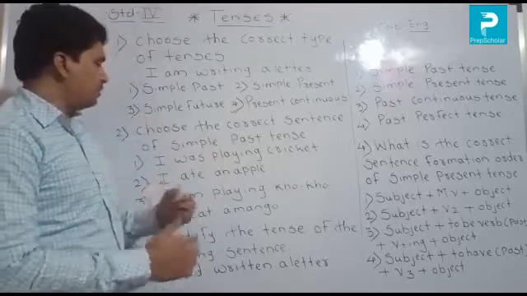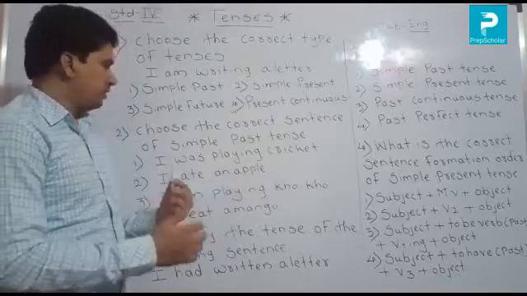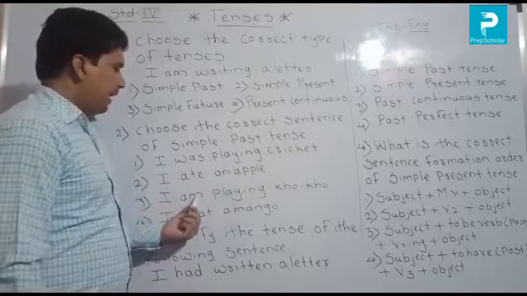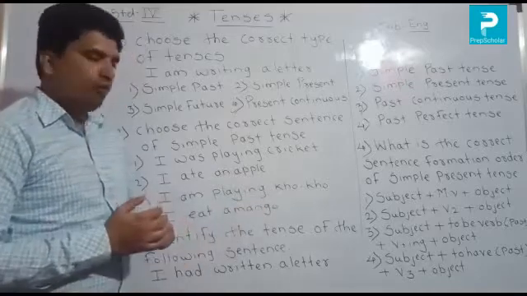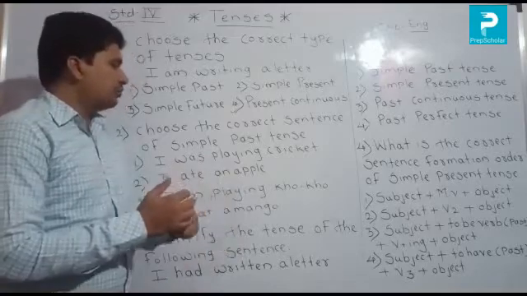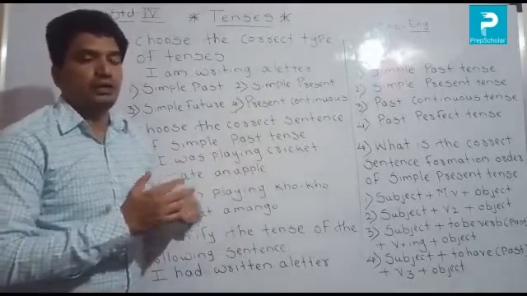सो नंबर 1 ऑप्शन, आय वॉज प्लेइंग क्रिकेट. सेकंड नंबर, आय एट एन ऍपल. थर्ड नंबर, आय एम प्लेइंग खो-खो. एंड फोर्थ नंबर, आय ईट अ मँगो. सो विच ऑप्शन शो सिंपल पास्ट टेन्स म्हणजे साधा भूतकाळ हे कुठल्या वाक्यामध्ये आहे?